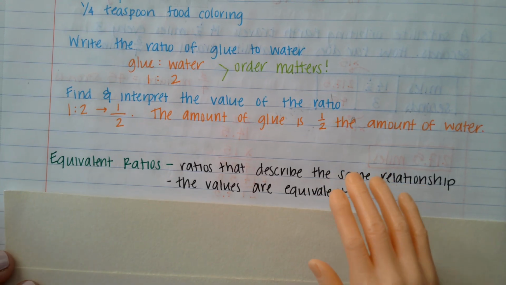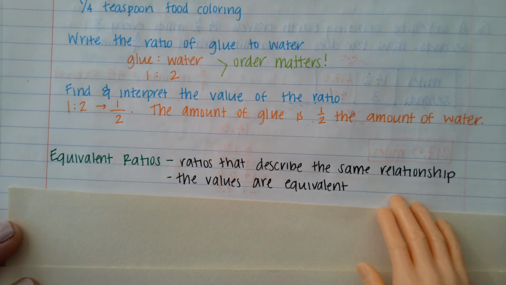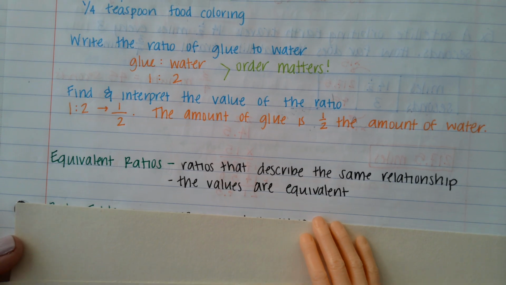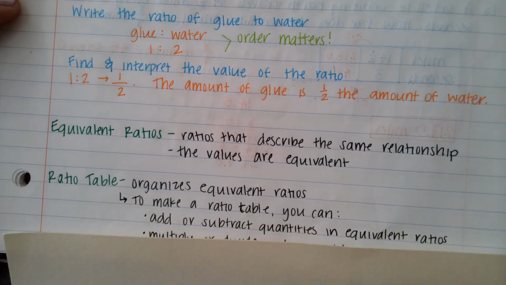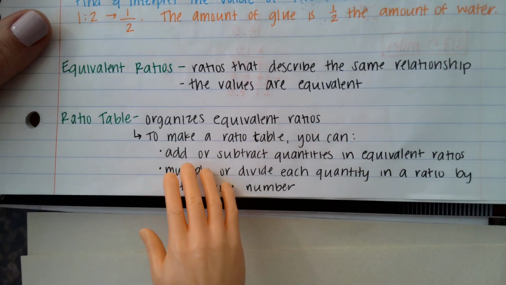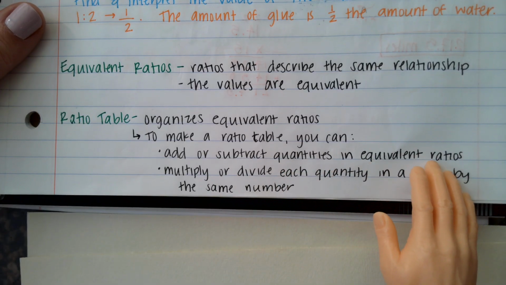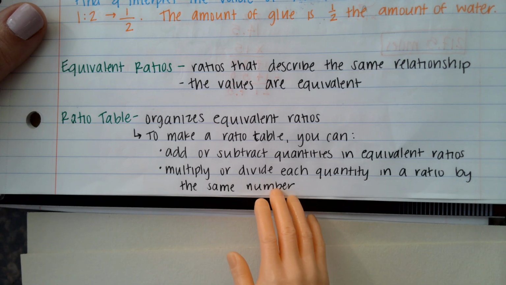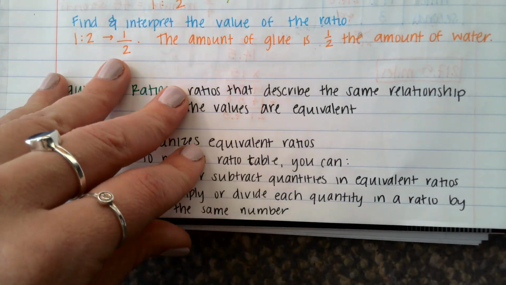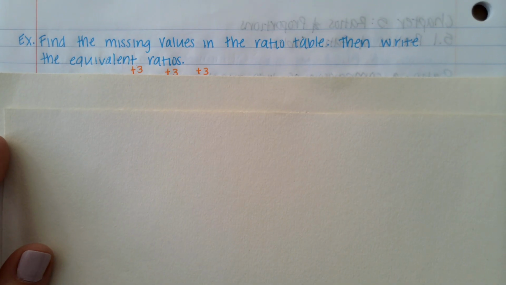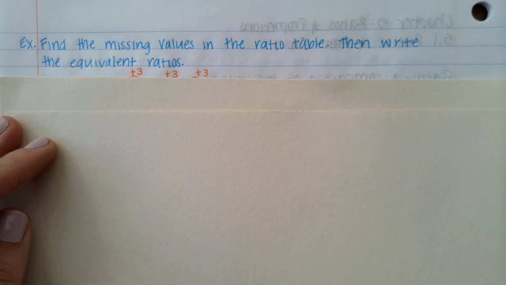We can have equivalent ratios, and those are ratios that describe the same relationship. That means their values are equivalent. And we can organize equivalent ratios in a ratio table. To make the table, we can add or subtract quantities in equivalent ratios, or we can multiply or divide each quantity in a ratio by the same number. So if I am going to find the missing values in the ratio table, then write the equivalent ratios.